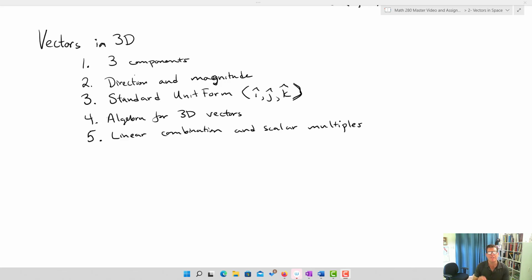Every vector has direction and magnitude. We talked about the distance formula in 3 dimensions and how that translates directly to figuring out the magnitude of a vector. We've got our standard unit form, which now has our i, our j, and a k, each with 3 components. We talked about our algebra for 3D vectors: scalar multiples, factoring out scalar multiples, and adding. And then we talked about special names to file in the back of your mind: the idea of a linear combination and the idea of a scalar multiple. So that finishes up our conversation for vectors in 3D.